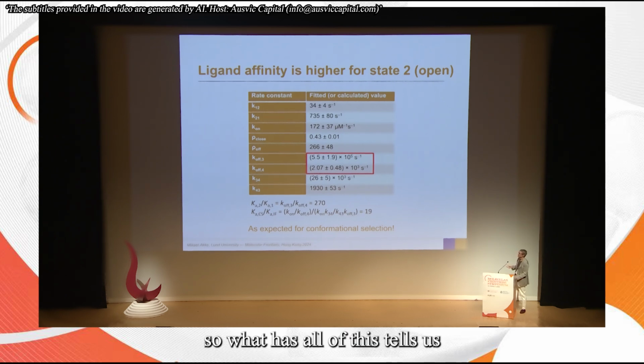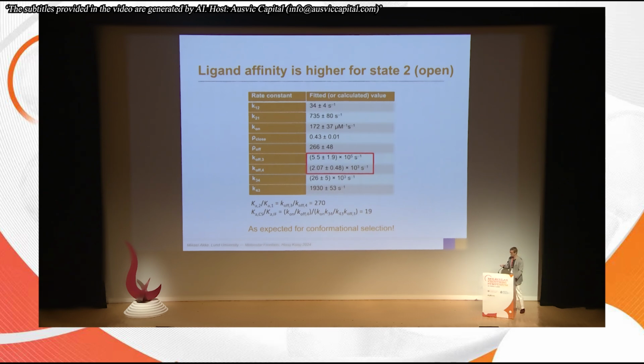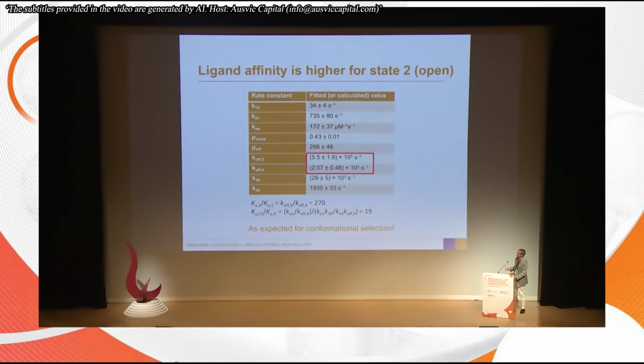So what does all of this tell us? It tells us quite a bit. Here's just one example. We find out from this that the ligand affinity is much higher for the state that looks like the bound state than the state that can't bind the ligand. It's a factor of 270. So this says that, aha, this is exactly what you expect if the protein binds the ligand by conformational selection. That is the upper right pathway.